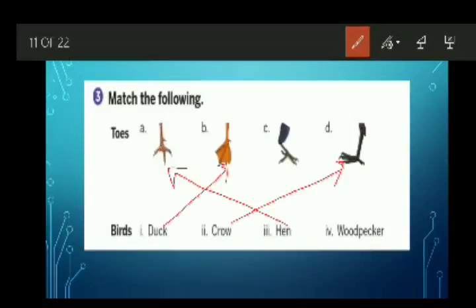Next is woodpecker. Woodpecker is a climbing bird with 2 toes pointing front and 2 behind. So the picture C is of the feet of a woodpecker. Join this. Okay. Now come to the next question.